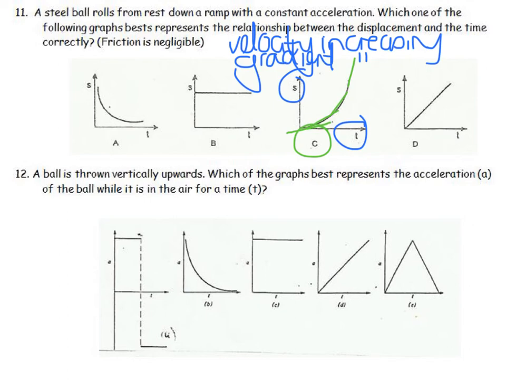A ball is thrown vertically upwards. Which of the graphs best represents the acceleration of the ball while it's in the air? Remember what acceleration is equal to? 10 meters, or 9,8 if you prefer, 10 meters per second squared downwards all the time, never changes, and therefore it's got to be a constant value. This is acceleration on that graph. Constant value, C is your correct answer.